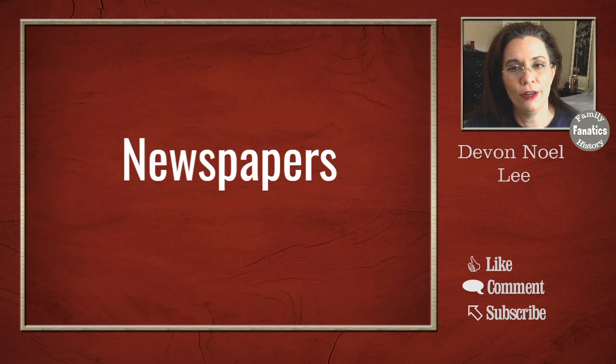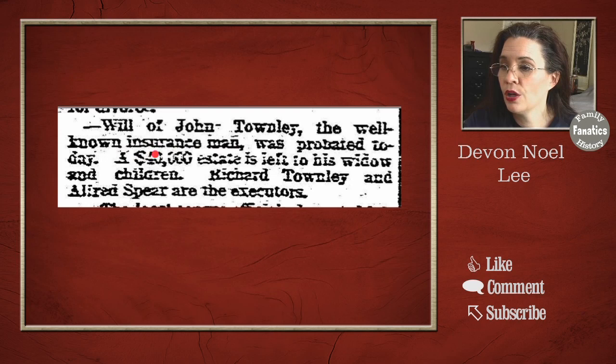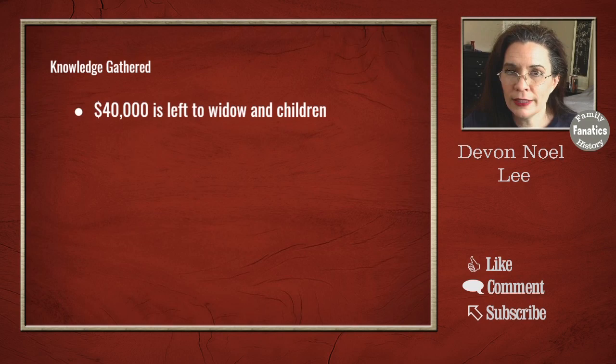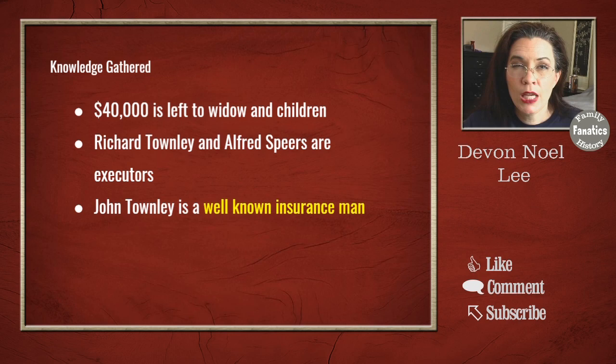So the will of John Townley, a well-known insurance man, was probated today with a $40,000 estate to his widow and children, and the names of the executors. I gathered this was left to the widow and children. We've got these executors, something I already knew, but the insurance salesman?